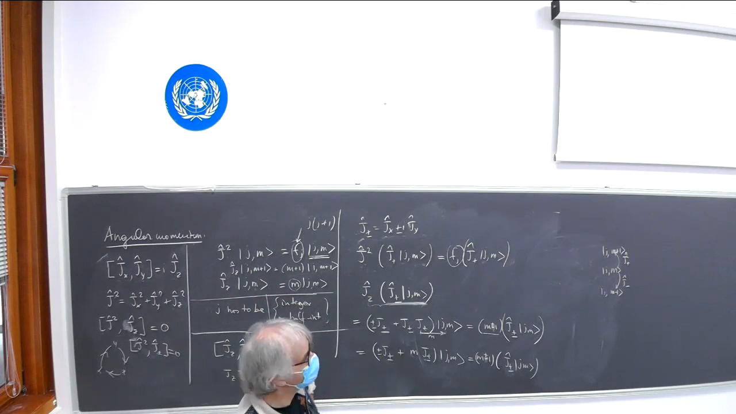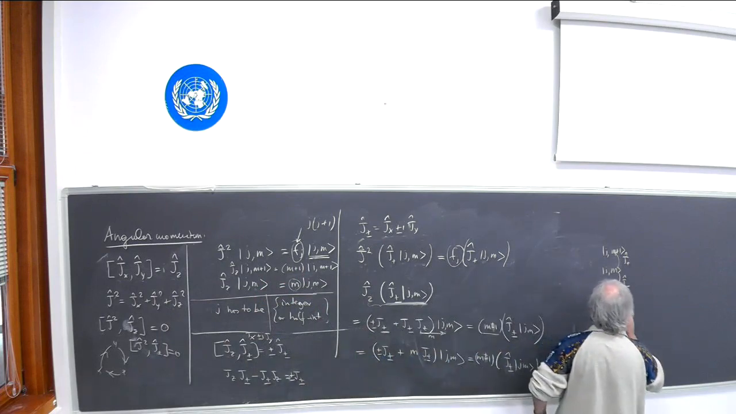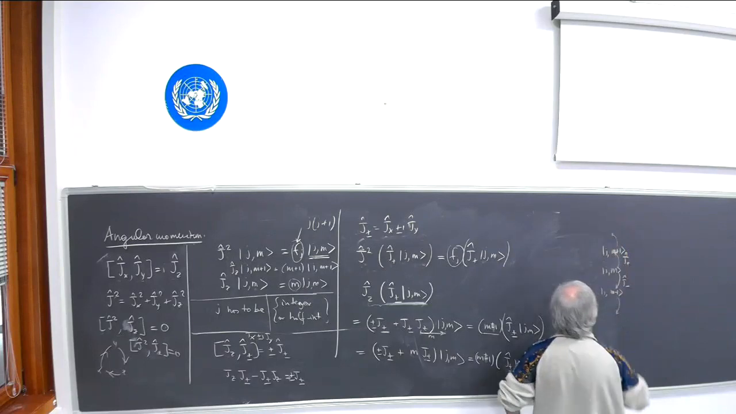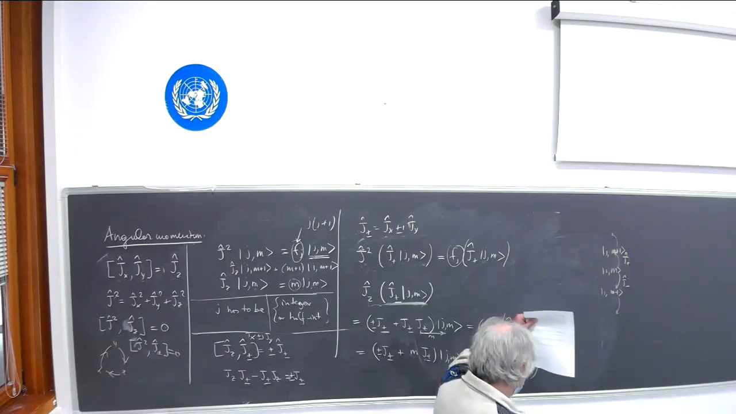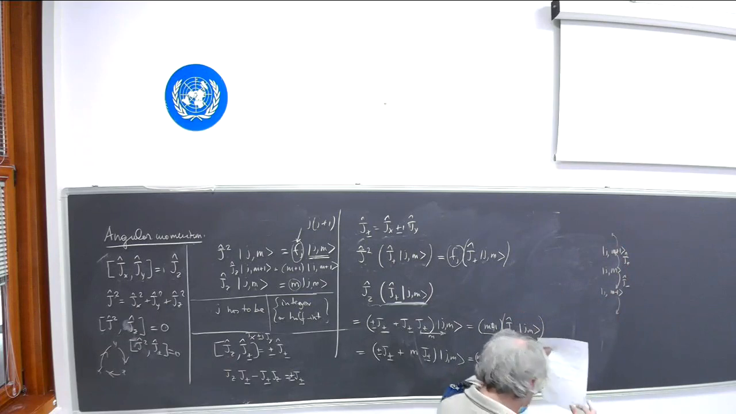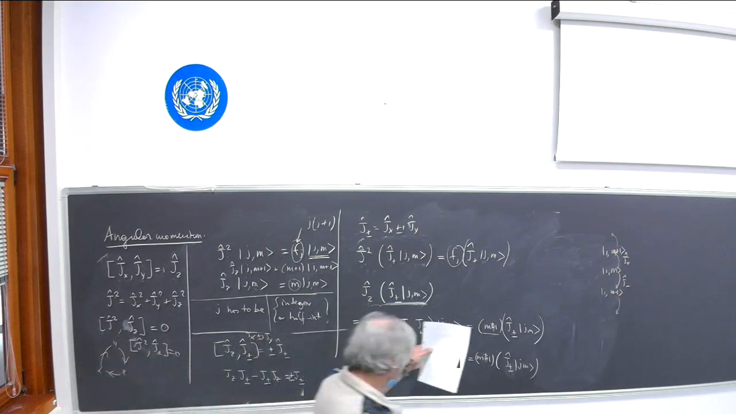Good. So you could keep doing it. You could keep applying J minus, keep applying J plus. In principle, you might think forever, but the answer is no, not forever. And the reason for this is the following. I want to prove for you a bound now.